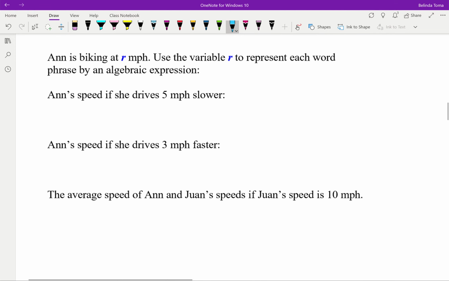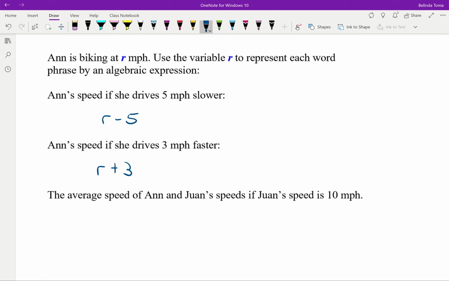All right, so we have now just a quick translation using our distance, or rate times time equals distance. If Anne is biking at r miles per hour, use the variable r to represent each word phrase by an algebraic expression. So Anne's speed, if she drives 5 miles per hour slower, would be r minus 5. If she drives 5 miles per hour faster, would be r plus 3.